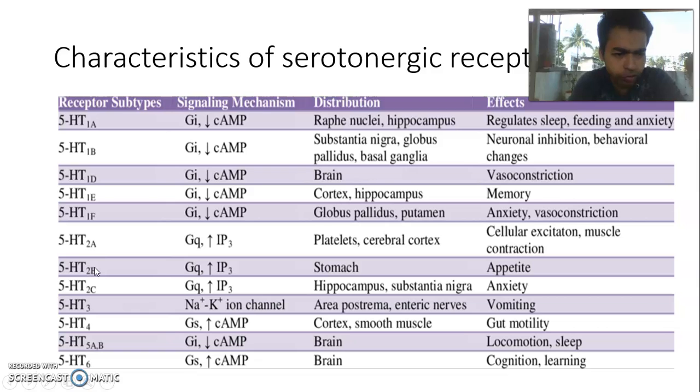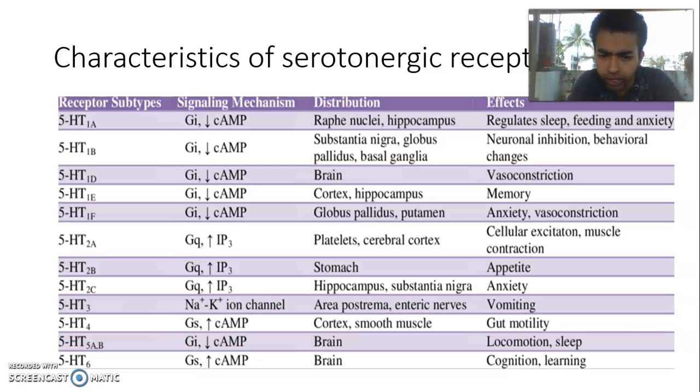The next receptor is 5HT1D, which you find in the brain, and its main effect is vasoconstriction. 5HT1E is mainly found in the cortex and hippocampus, and it's mainly involved in memory. 5HT1F is found in the globus pallidus and putamen, and it's involved in anxiety and vasoconstriction.